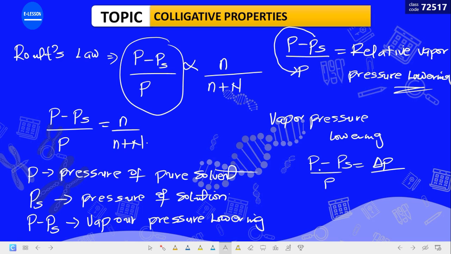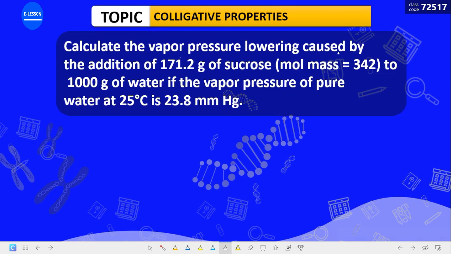So wherever you see P minus PS, what do you put there? Change in P all over what? P. Now come here. Calculate the vapor pressure lowering caused by the addition of 1.712 gram of sucrose to 1000 gram of water if the vapor pressure of pure water at this temperature is equal to this. Now, the formula is P minus PS all over P is equal to n all over N plus n.